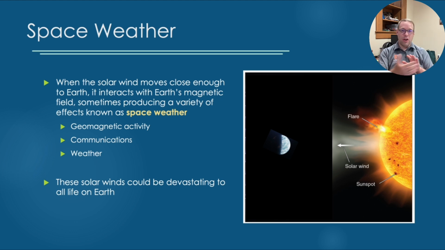If it were just these particles straight towards the Earth, these particles are so energetic, they could be completely devastating to all life on Earth. Life wouldn't be able to continue very long at all, depending on how frequently these storms hit the Earth. As it is, they do affect our geomagnetic activity, the Earth's magnetic field. They do affect communications, and they do affect weather.